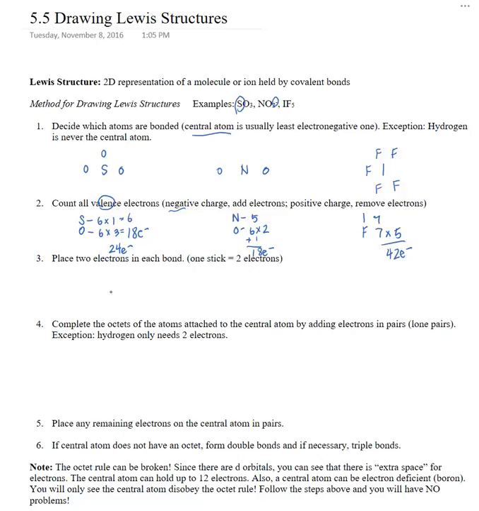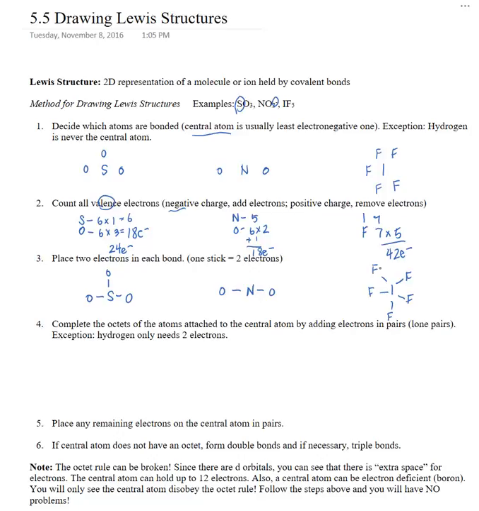The next step is to place 2 electrons in each bond. So we draw a stick to join the atoms together, and that represents the bond. And then for this one here, we have 5 fluorines, and again, it doesn't really matter how I draw them around the iodine.